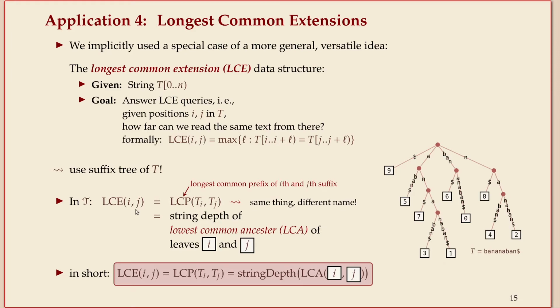Clearly, any two positions in t correspond to a suffix starting at this position. So the longest common extension of i and j in t is nothing but the longest common prefix of two suffixes, namely the suffix starting at i and j. Again, if you look at this picture, if you take the suffix starting here and the second suffix starting here, well, clearly the longest prefix that these two suffixes both have in common, that's nothing different than this longest common extension. It's just a different way of asking for it.